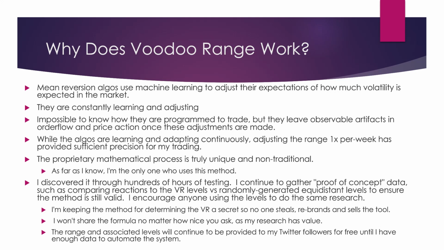I don't know a way to know what they're doing. But what I have figured out on my own is that there are what I'll call observable artifacts in order flow and price action once those adjustments are made. So even though they're continuously learning, I'm only adjusting the range once a week just because that's all the precision I need to trade. And it honestly is kind of cumbersome. I do this manually right now.